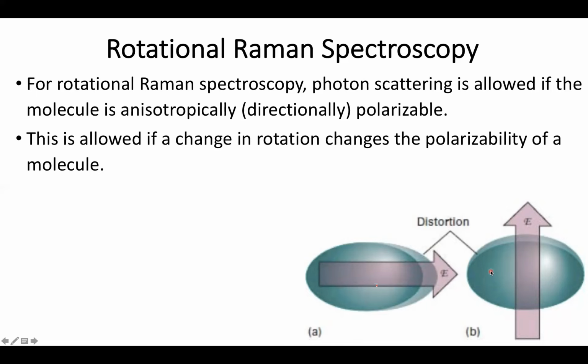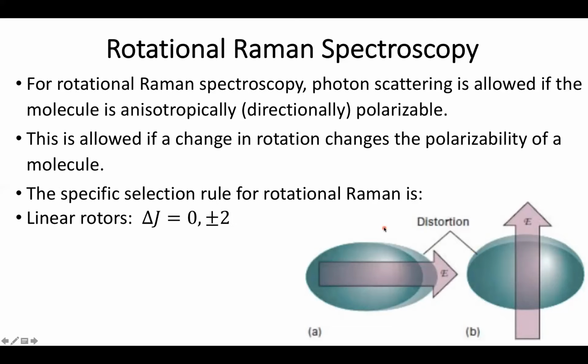This is something that you may have seen in general or organic chemistry: the polarizability is largely driven by how diffuse the electrons are. For rotational states of linear molecules, we can apply these selection rules, and we find specific selection rules for which excitations are allowed.